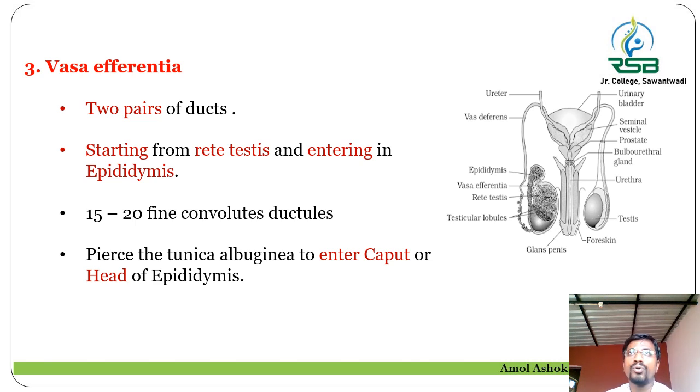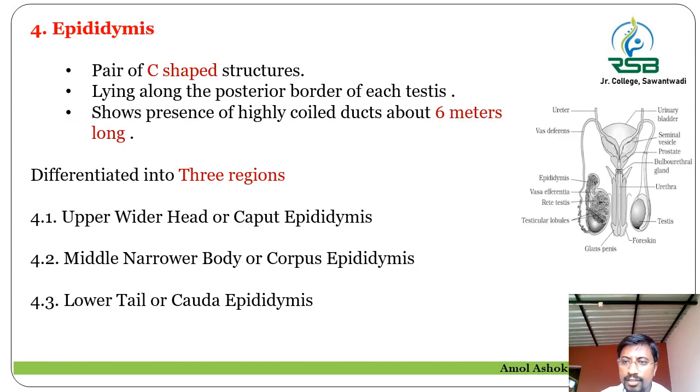Then let us come to know the structure. It is called the epididymis. Again, here it is the epididymis. It is a C-shaped structure which is lying along the posterior border of each testis. The epididymis is a highly coiled structure having 6 meters of length.